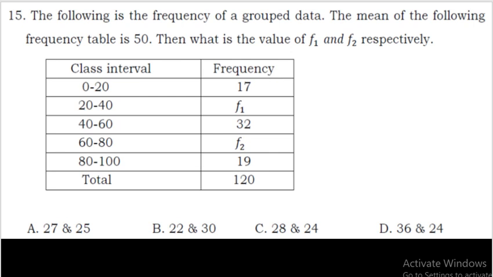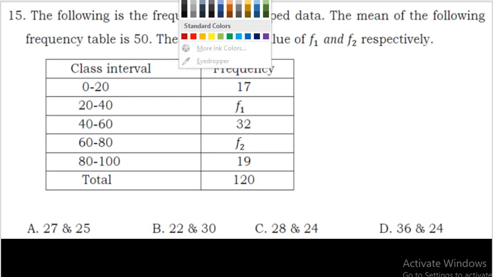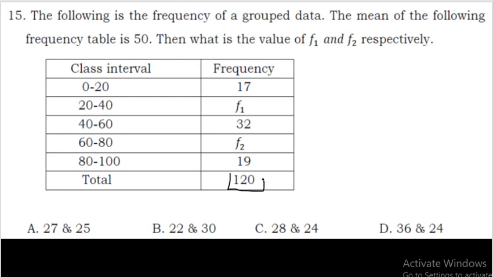Our next question is statistics. It says the following is the frequency of group data. The mean of the following frequency is 50. It's given the mean. Then what is the value of F1 and F2? Not only the mean, we are given the total frequency too. Here it is, the total frequency. That means we can get something here.